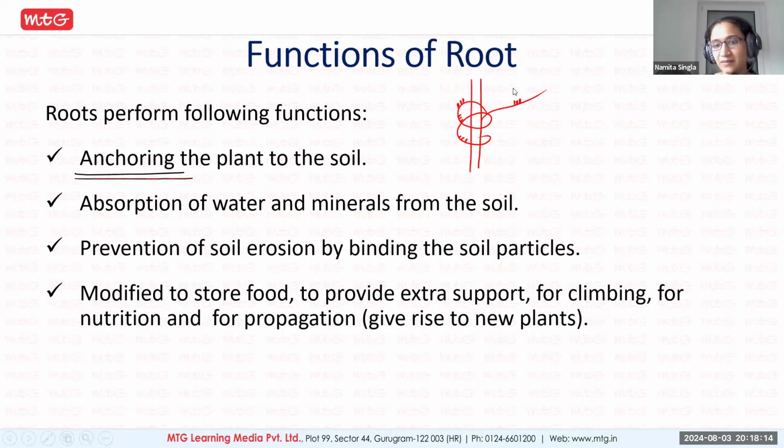These are called climbing roots. Clear? Abhishu, clear?